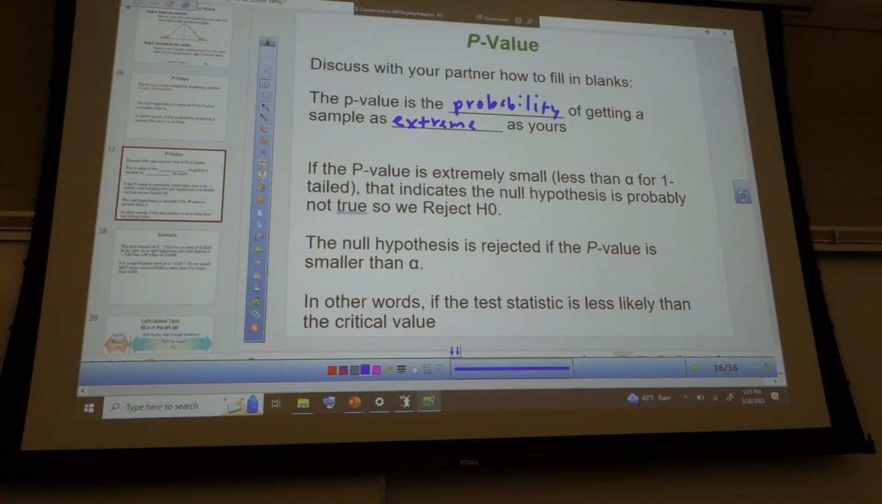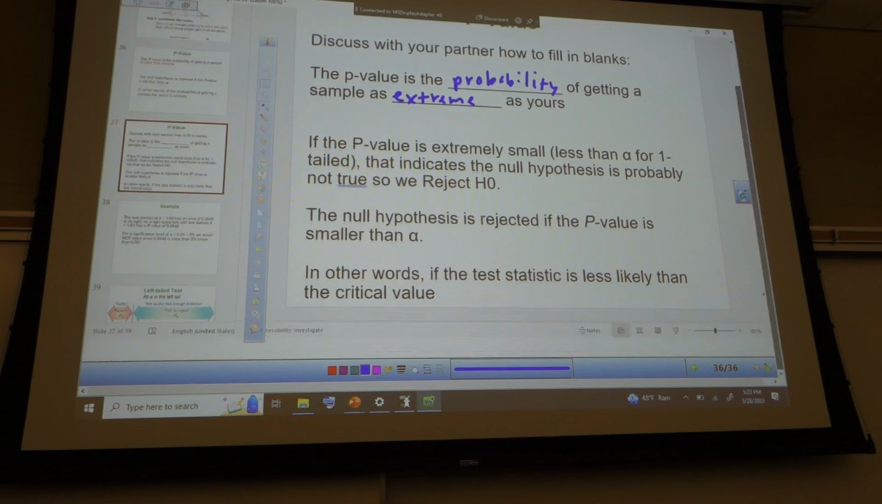If it's very, very small, it indicates that the null hypothesis is probably not true, so we're going to reject the null hypothesis. So in other words, when p-value is less than or equal to alpha, we reject the null hypothesis.